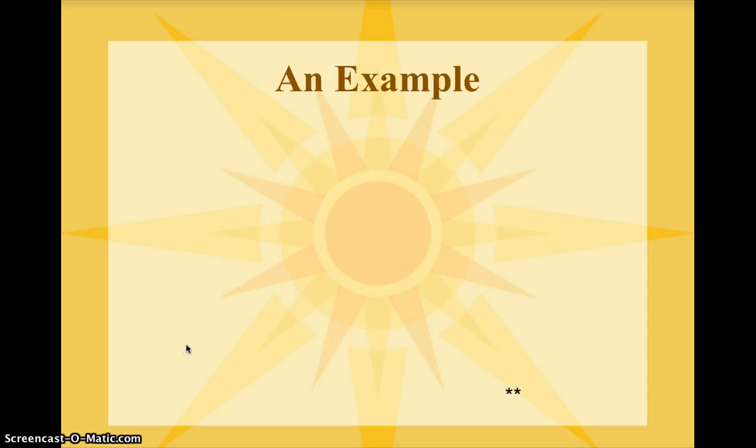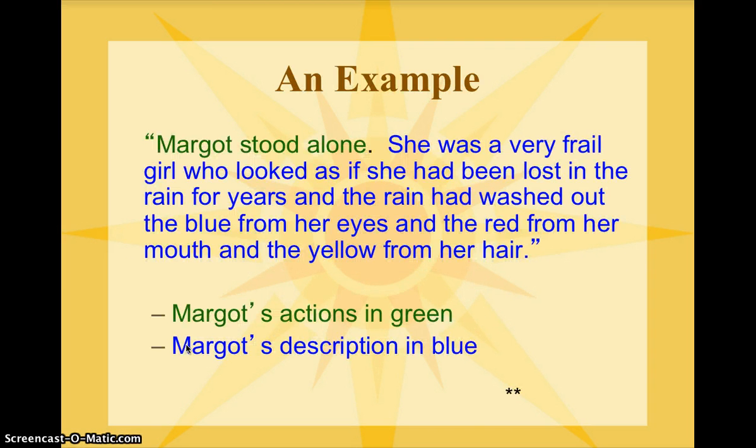Here's an example. Margot stood alone. She was a very frail girl who looked as if she had been lost in the rain for years, and the rain had washed out the blue from her eyes and the red from her mouth and the yellow from her hair. You can see the first sentence is green, and that's because it's her action. She decided to stand alone. Her action is the standing, so I colored that green.